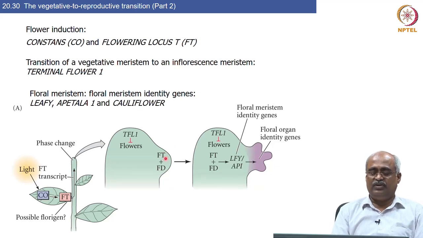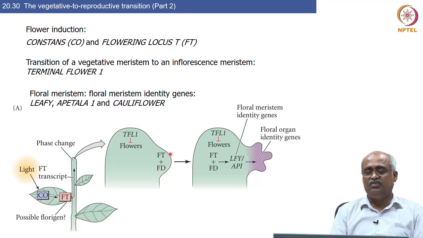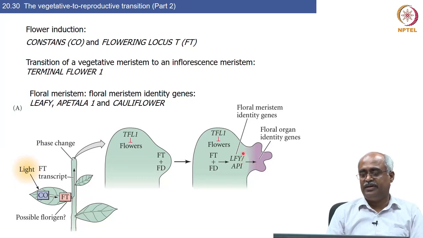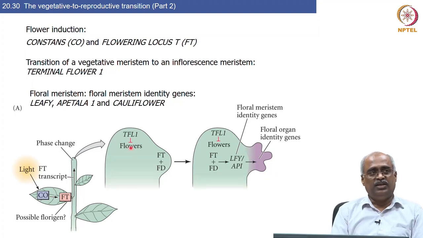And this FT interacts with the transcription factor FD, and that induces the formation of the floral meristems on the side by activating the floral meristem specifying genes. The very well understood and important one is LEAFY, which acts like a master regulator of floral meristem fate. We will see that in a minute in how the mutant phenotypes look, and they then activate the floral organ identity genes.